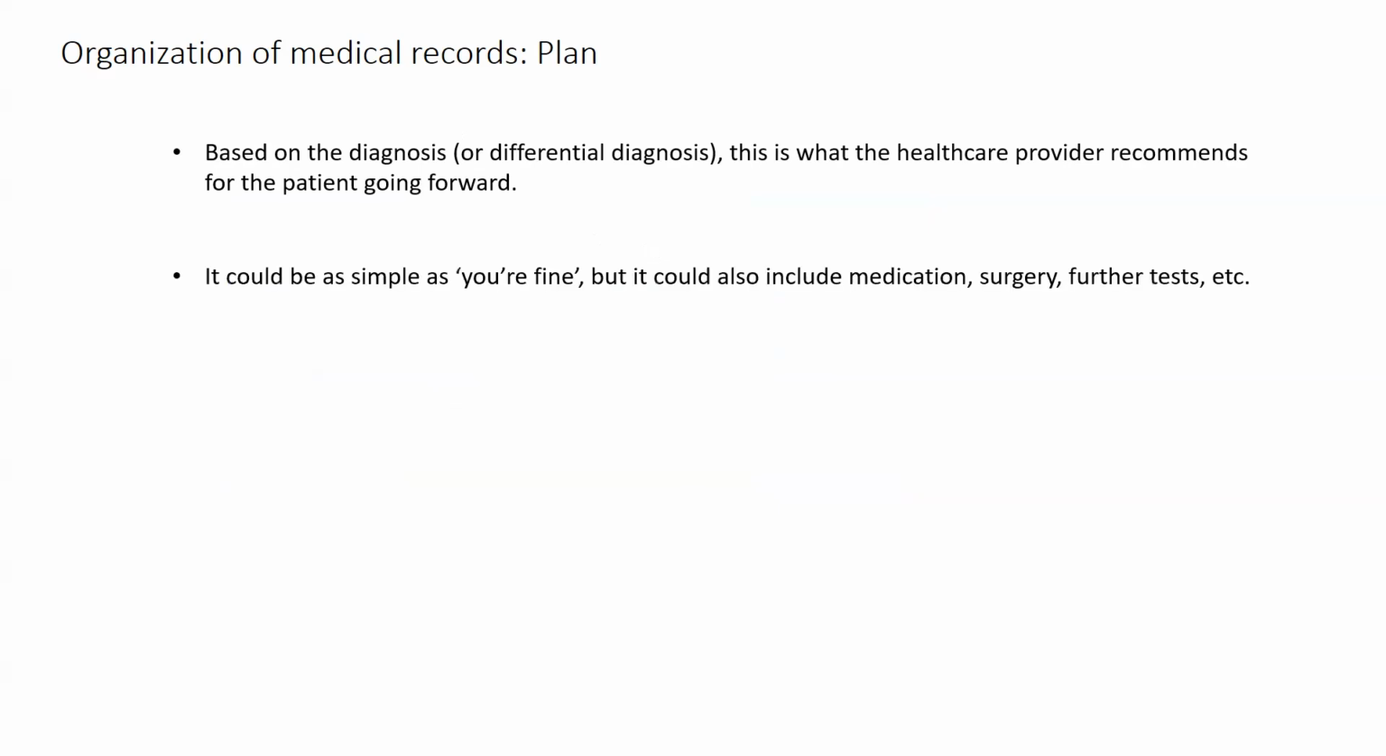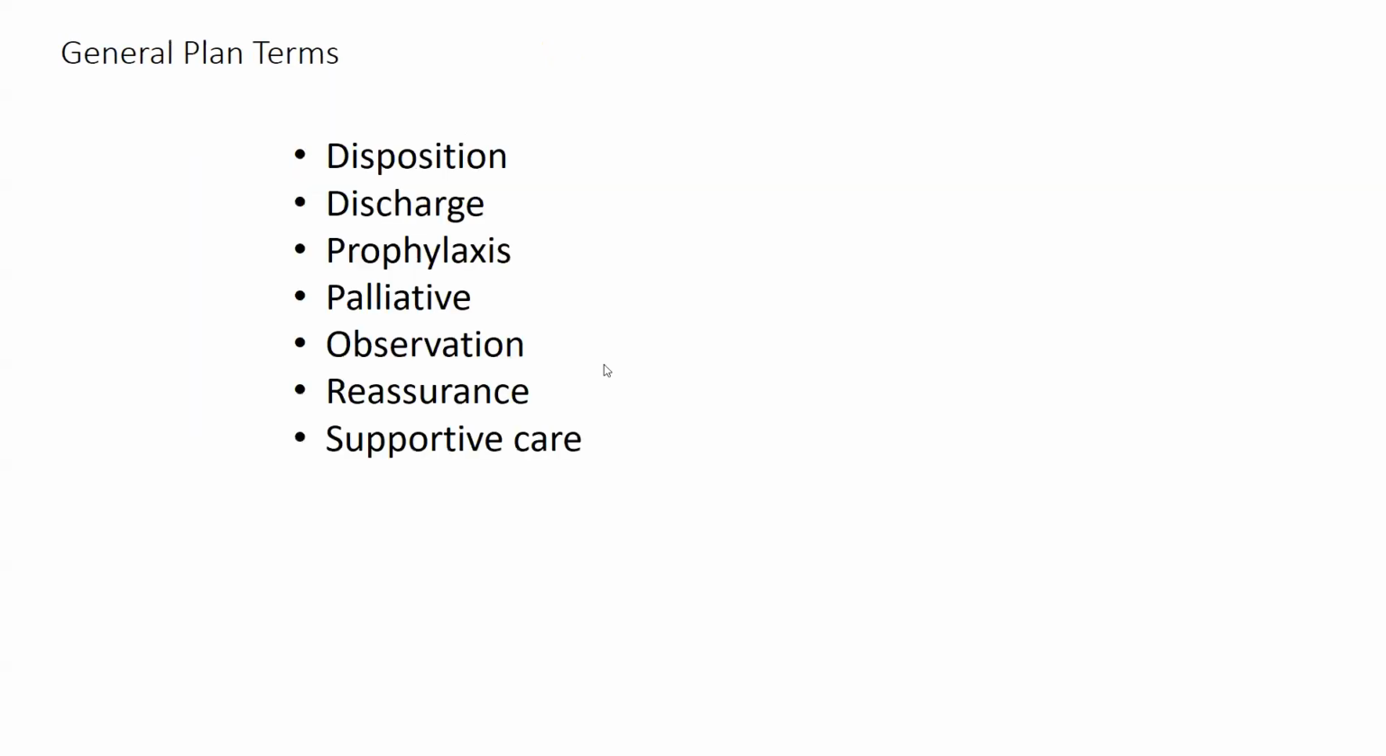That could be as simple as you're fine, go home, or it may be a prescription for medication or a referral for surgery or a referral for further tests. Dial in a differential diagnosis into a single diagnosis. It can mean a lot of different things for that plan.